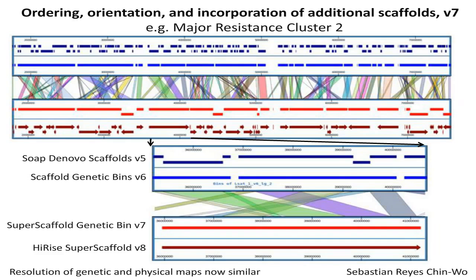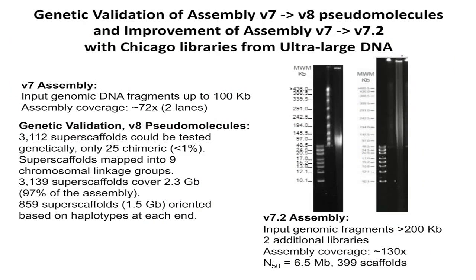Here, this is all the dissection at the top. You've got the component scaffolds in dark blue, from SOAP de novo, and in lighter blue, you've got the genetic bins. You can see that we've got multiple scaffolds within a genetic bin. But within the super scaffold, you've got much better resolution, and therefore we're able to order, on the local scale, the component scaffolds that were coming from the SOAP de novo assembly. So the resolution of the genetic and physical maps are now similar, which is very informative.